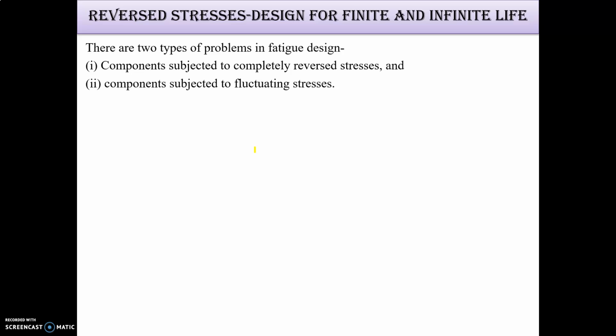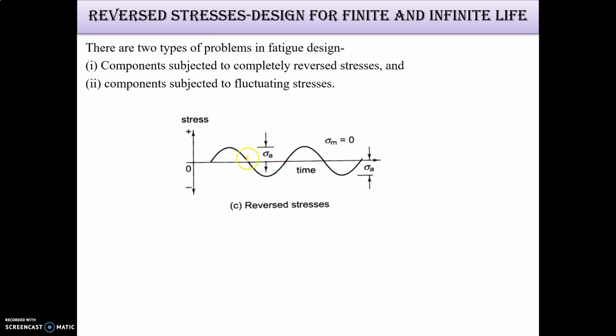We all know there are two types of problems in fatigue design: components subjected to completely reversed stresses and components subjected to fluctuating stresses. In reversed stresses, we know that the mean stress is zero. So the component can be partially tensile and partially compressive. We can see here, this can be tensile, this can be compressive.